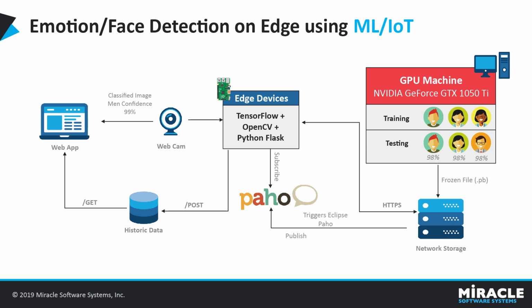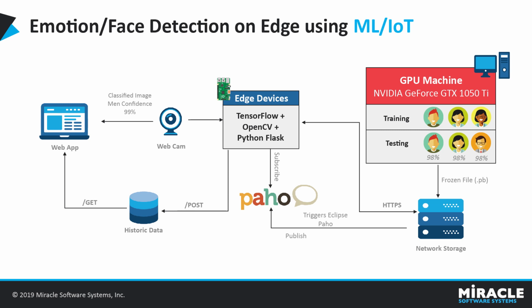We have also connected a webcam to the edge device as well. So when a person appears in front of the camera, which is connected to the RPi, it will identify whether that person is male or female, and also show the emotion of that person. So whether they are angry, sad, or happy. We have also used historic data and showcased some graphs on the web page, which I'll show you in a while.